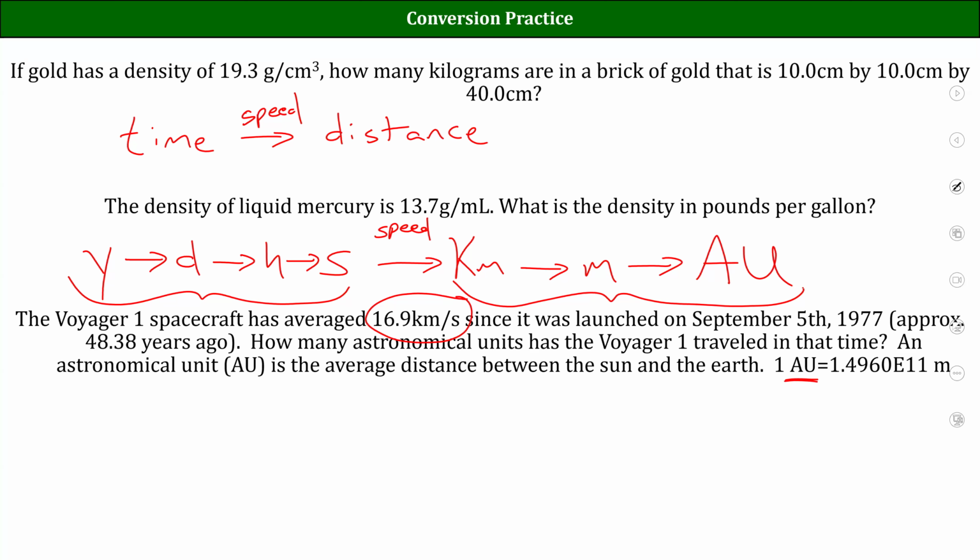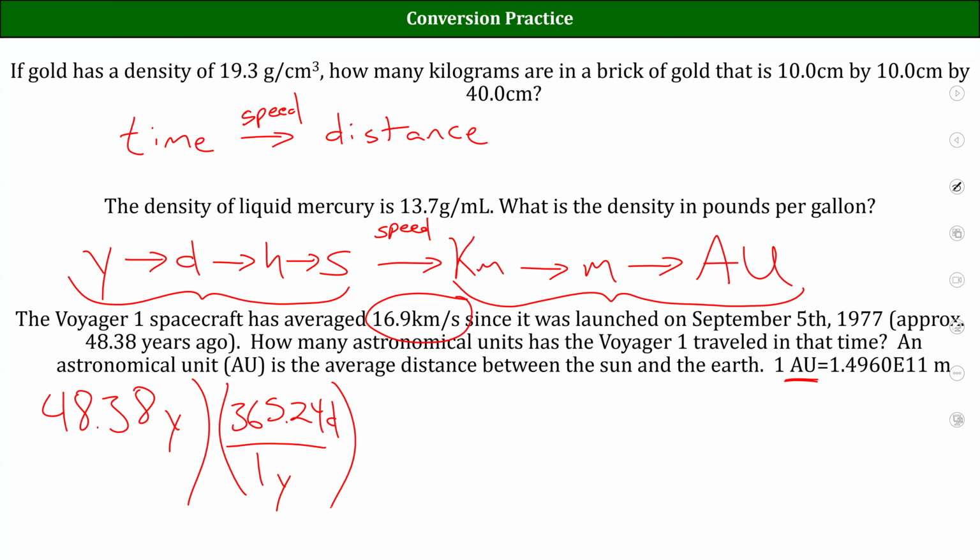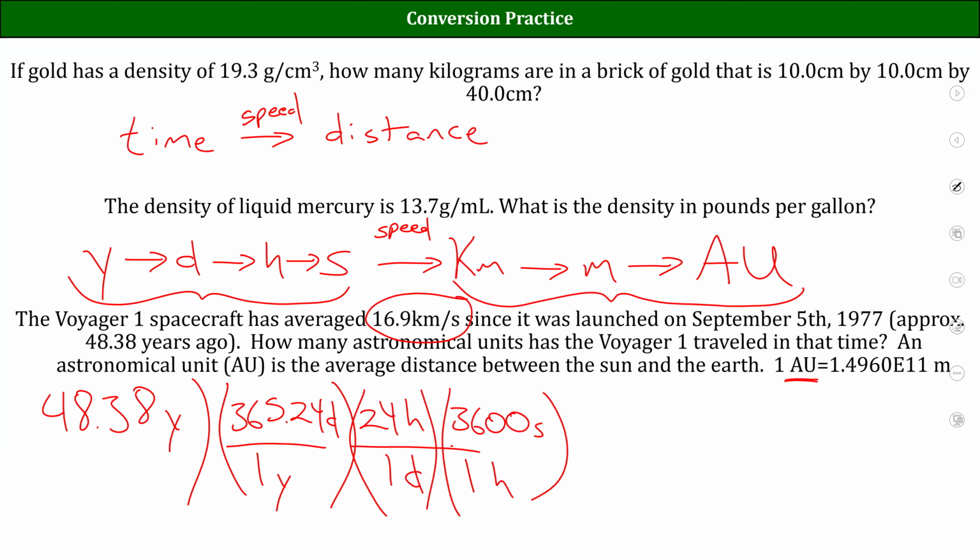And so this is our completed roadmap. Now all we have to do is find the right conversions that fit in for each of these arrows. So every one of these arrows is a conversion factor. So 48.38 years. 1 year, 365.24 days. 1 day is 24 hours. 1 hour is 3,600 seconds.